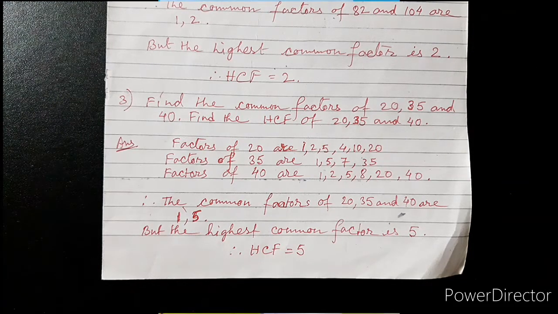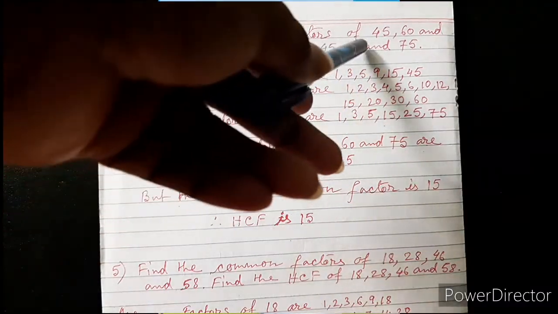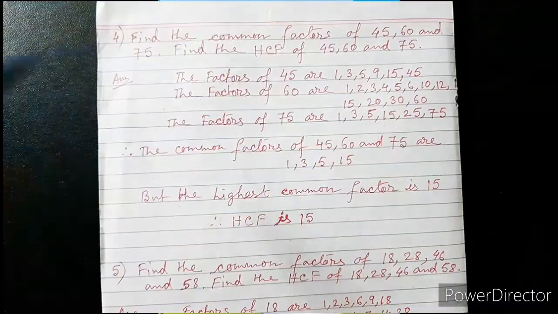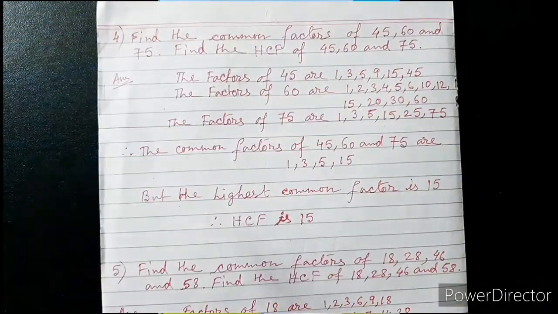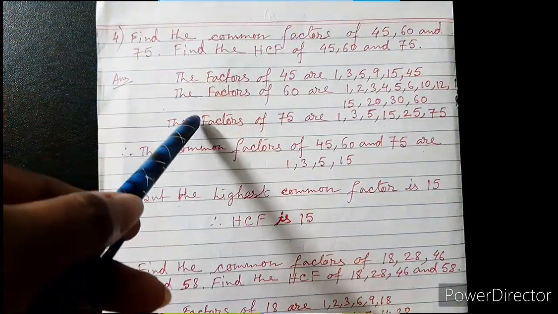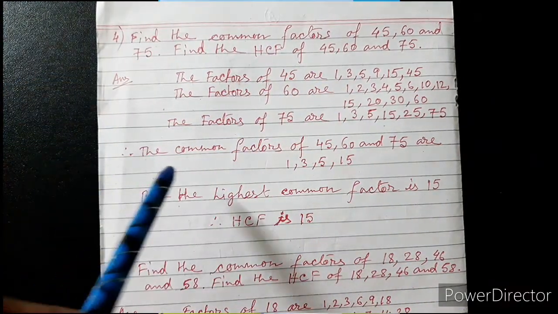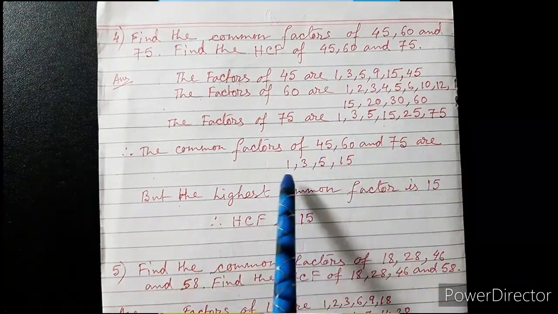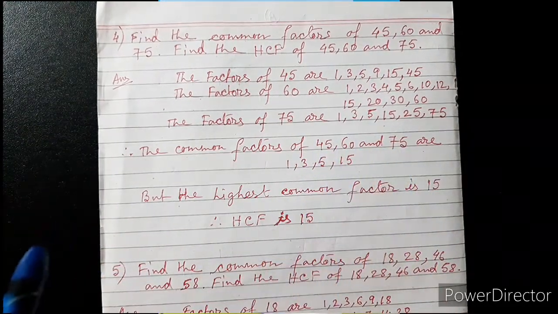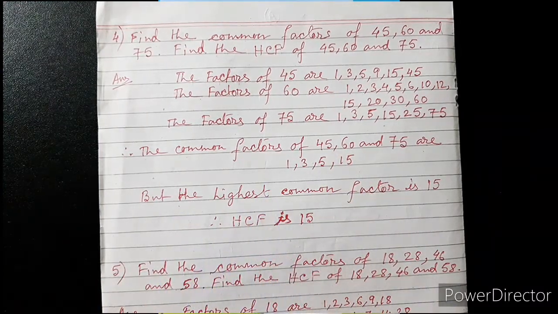Now, next sum. Sum number 4. Find the common factors of 45, 60 and 75. Find the HCF of 45, 60 and 75. So, first we have to find the factors of all these three numbers. Then the common factors of 45, 60 and 75 are 1, 3, 5 and 15. The greatest number is 15. So, the HCF is 15.